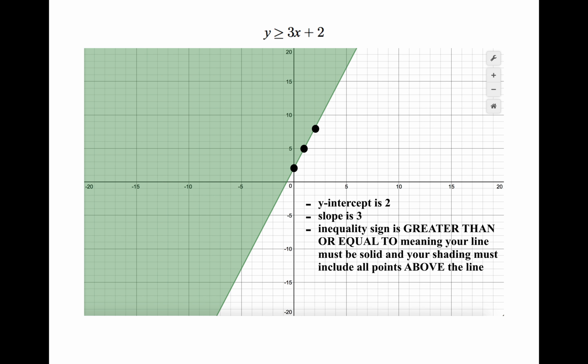The last step of graphing an inequality is the shading. Being that our sign is greater than or equal to, this means that our shading must be above the line because we are including all points greater than or equal to our line.